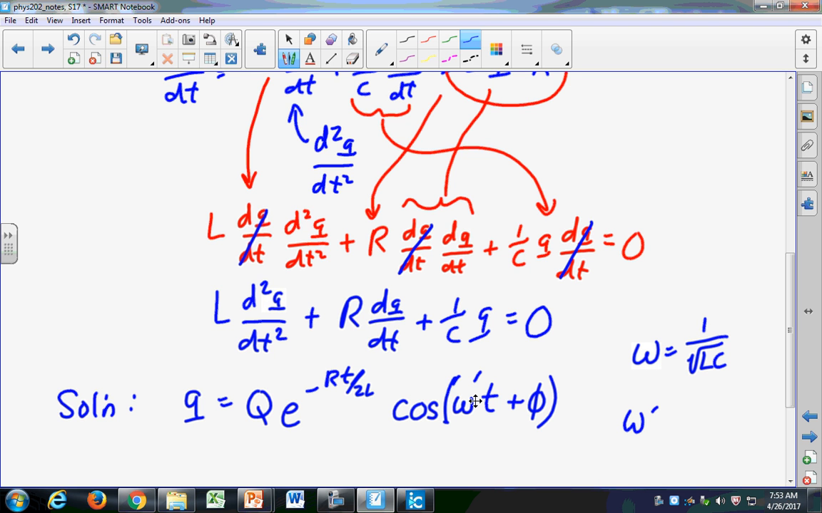Omega prime here, if you go into differential equations, which some of you will, you'll figure out how to determine these omegas. You'll see some of it when you do the take-home, how that omega figures into how you determine the solution. But my omega prime is equal to the square root of omega squared minus R over 2L squared.